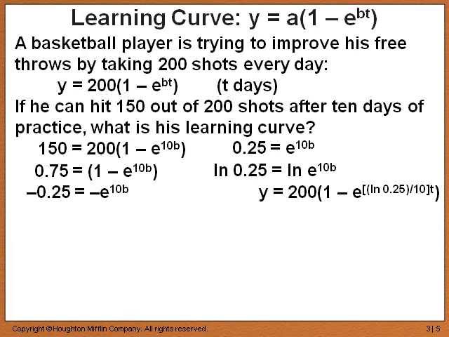Since the problem asks us for a learning curve, it wants us to give the equation, not just the value for b. And so the equation is 200 times 1 minus e to the ln 0.25 divided by 10, times t. That is the learning curve.